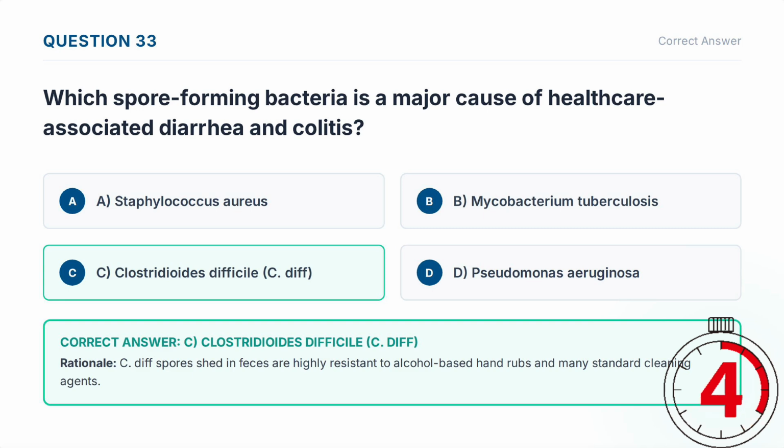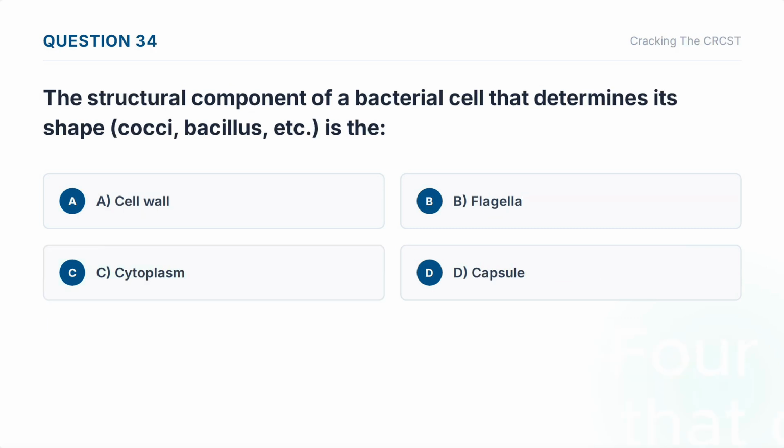Correct answer, C. Clostridioides difficile, C. diff. Rationale: C. diff spores are highly resistant to alcohol-based hand rubs. Question 34. The structural component of a bacterial cell that determines its shape is the A. cell wall, B. flagella, C. cytoplasm, D. capsule.